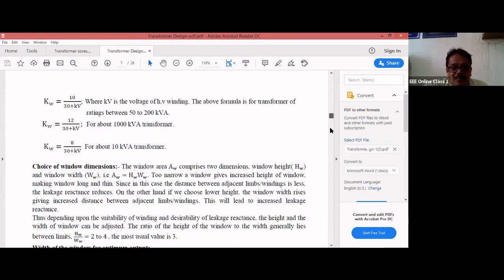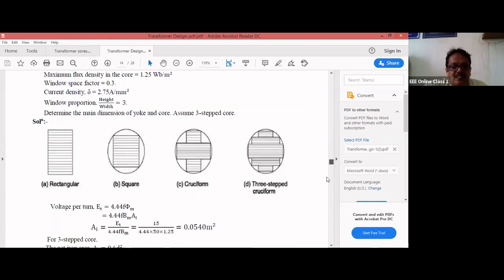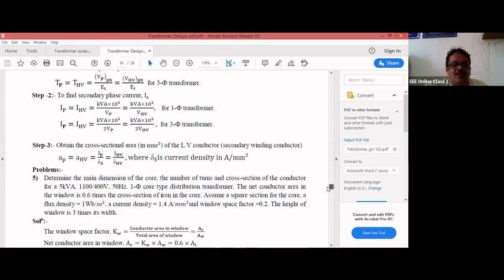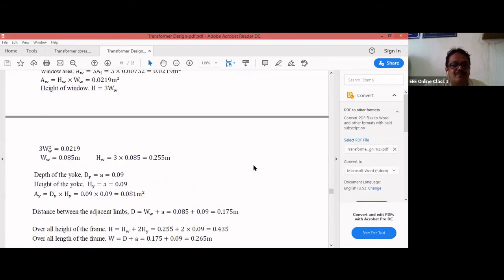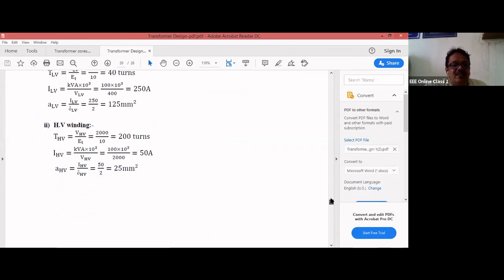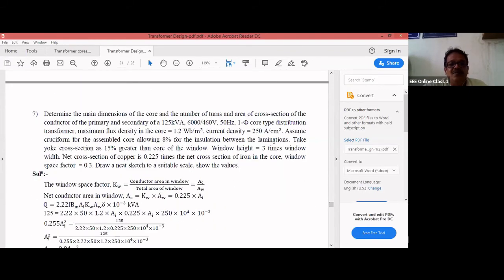But in the problem it has been stated that instead of 10% insulation, you are going to take only 8% insulation. They are giving the details: don't go for 10% insulation, go for 8% insulation. For a cruciform assembled core, allowing 8% insulation between the laminations. Don't go for 10%, you go for 8%.